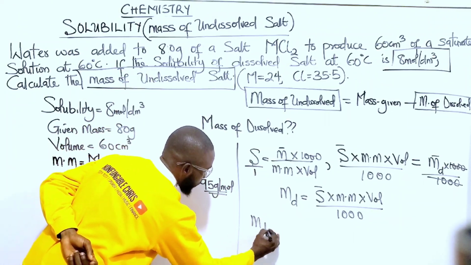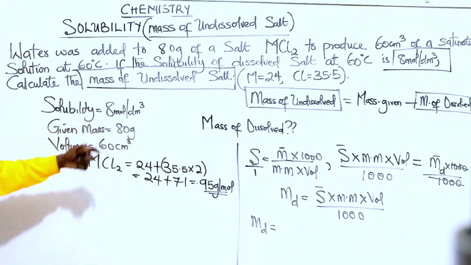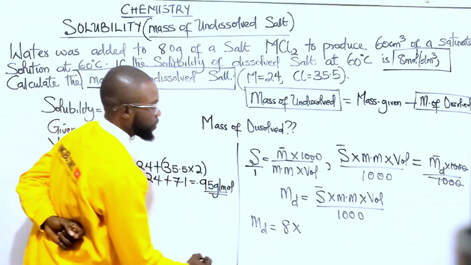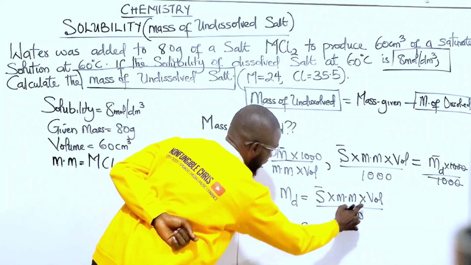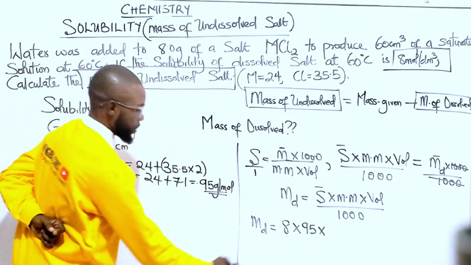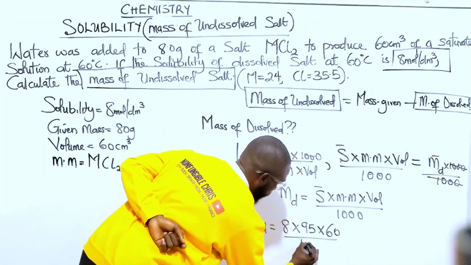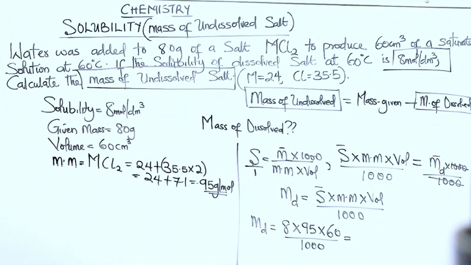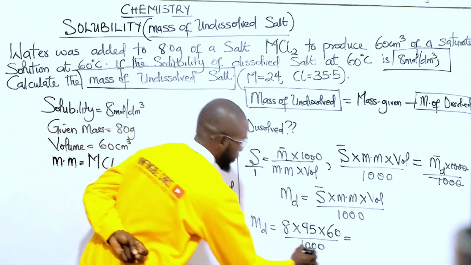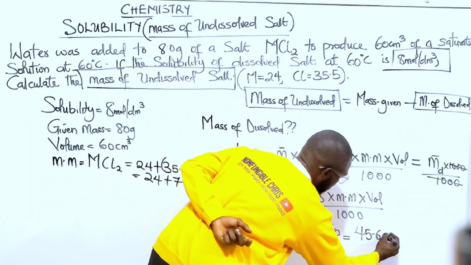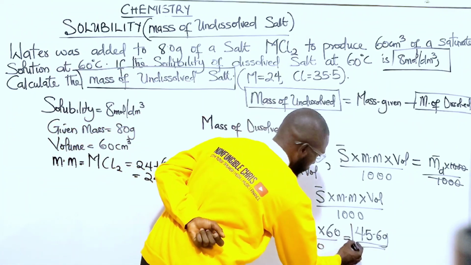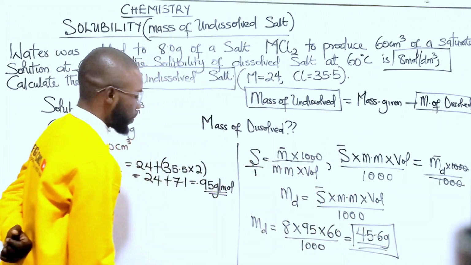So what's our mass of dissolved? Solubility is 8, so we have 8 times our molar mass, which is 95, times our volume, which is 60, over 1000. Now if you do this with your calculator, doing the arithmetic sum, we're going to have 45.6 grams. That's the mass of dissolved. Are we good? That's how to get the mass of dissolved.